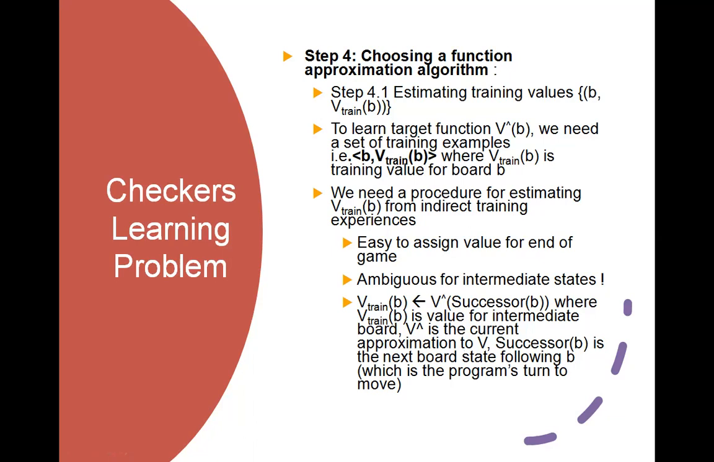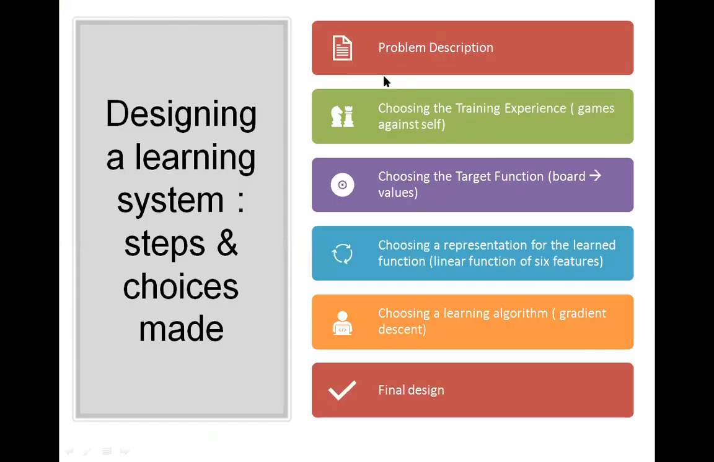Broadly, in machine learning, you can implement a checkers game in this order. So what are the steps? You may conclude like this. First is the problem description. Next, choose the training experience.